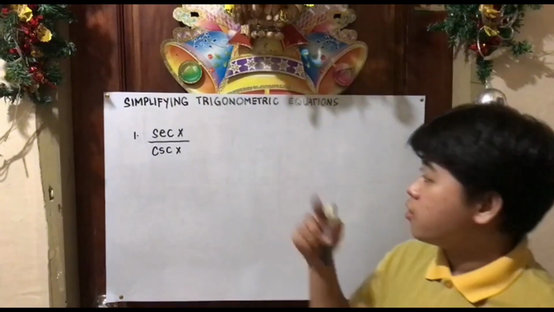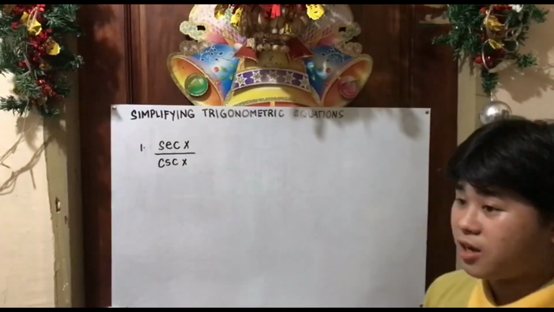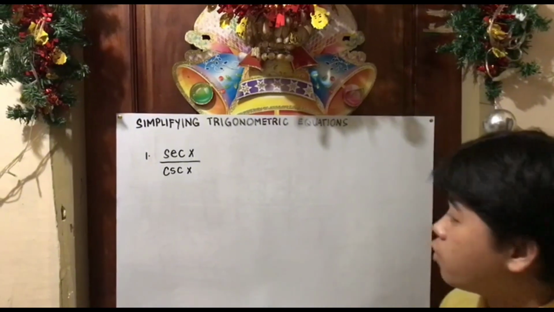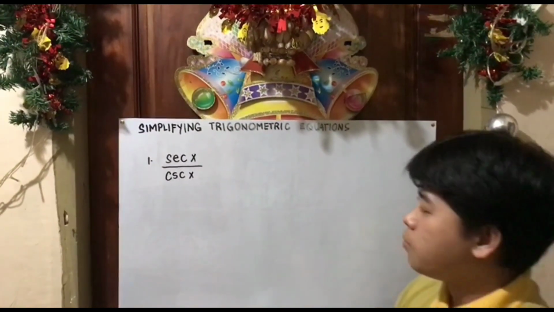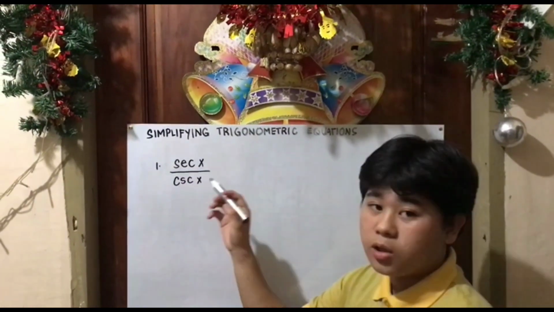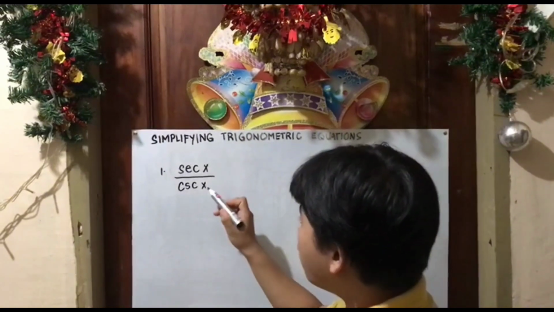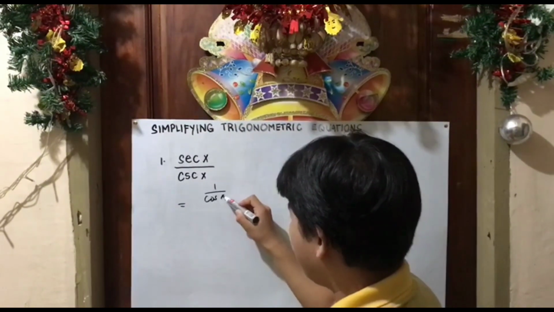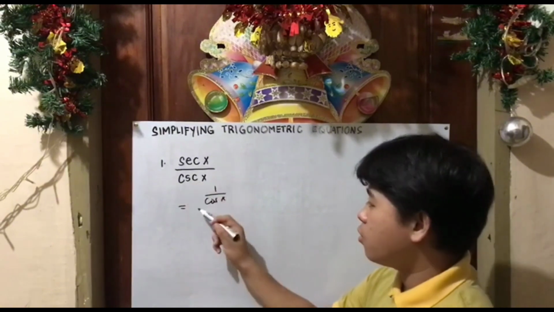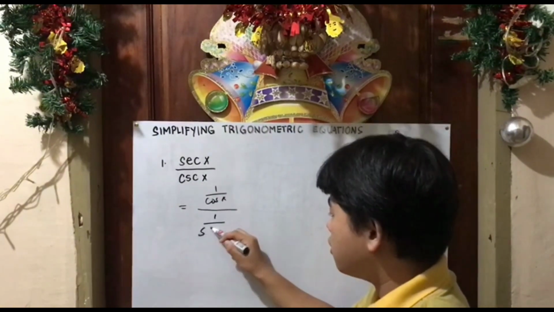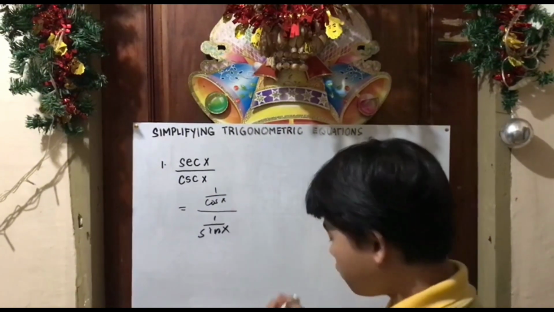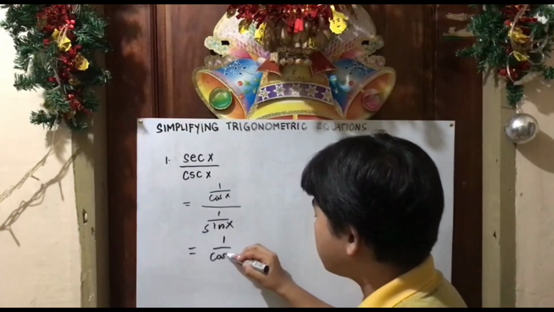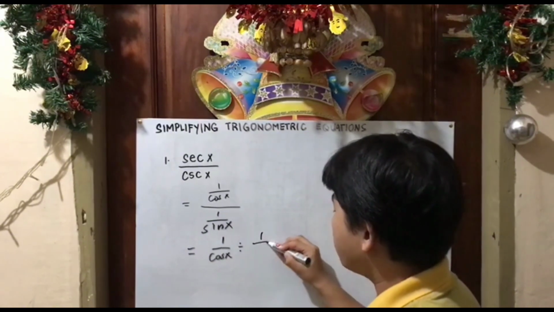So we have the number one example, which is secant x over cosecant x. As you can see, sine and cosine are not present in our problem or in our equation. So first we must convert these two into sine and cosine. As we all know, secant x is equal to 1 over cosine x. Okay? And cosecant x is equal to 1 over sine x. So using the division property, 1 over cosine x divided by 1 over sine x.